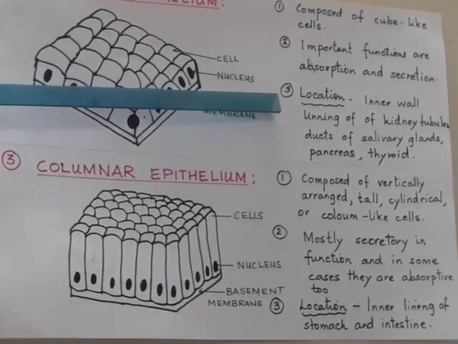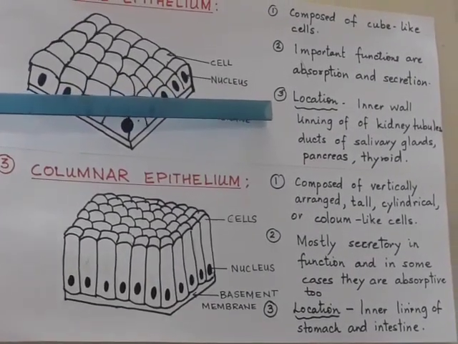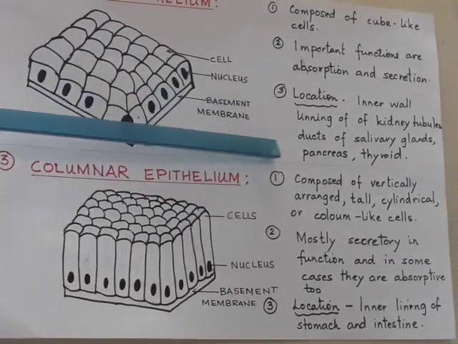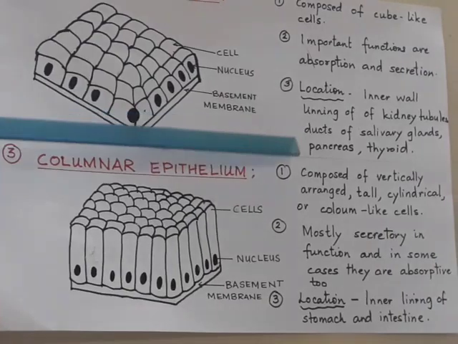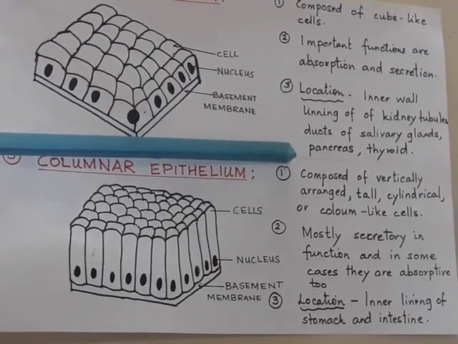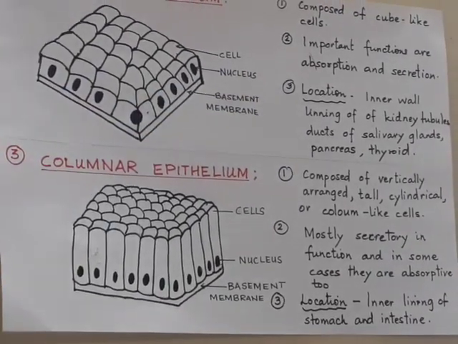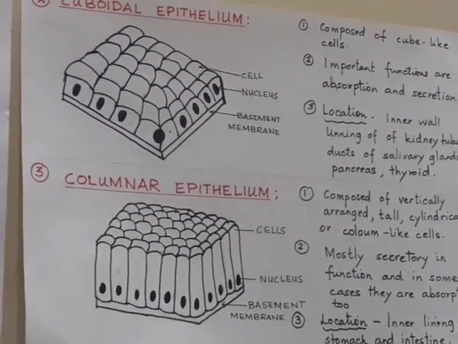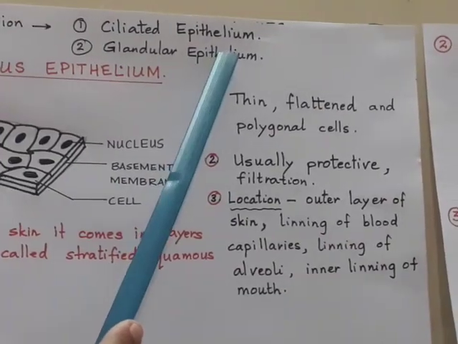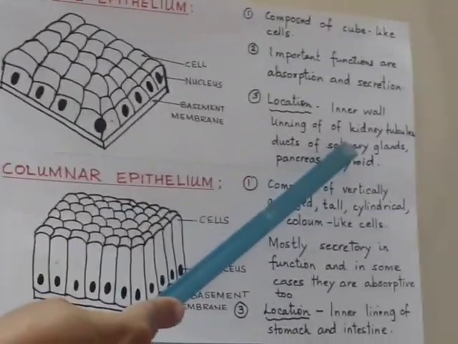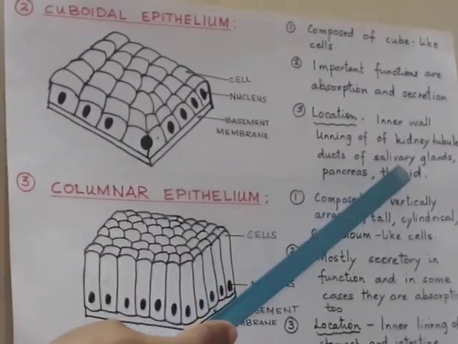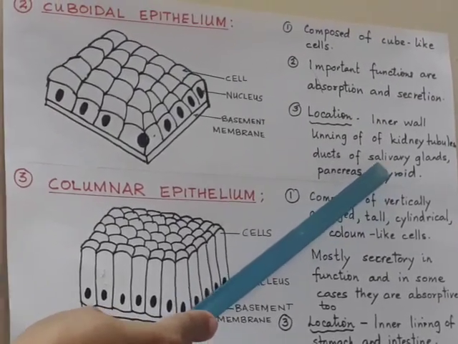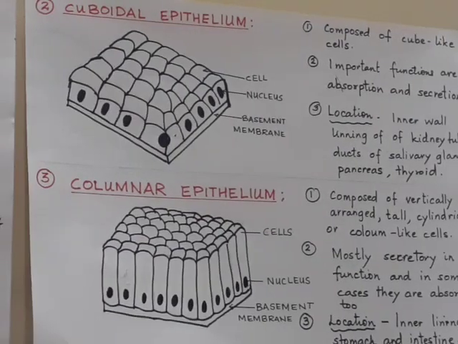It is present in the inner wall lining of the kidney tubules, those are the collecting ducts there, and the ducts of the salivary glands, pancreas and thyroid. Here a modification is there, which is known as glandular epithelium. So it is present in the salivary glands, in the pancreas and thyroid. Pancreas and thyroid are endocrine glands and that is why the name glandular epithelium.